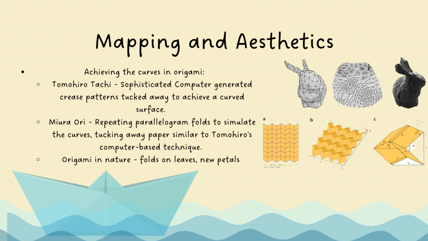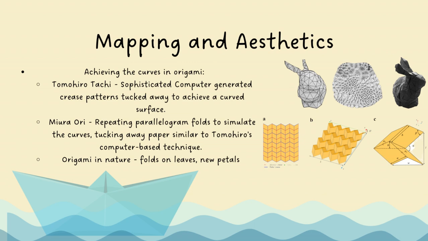For instance, take Tomohiro Tachi's process, who uses sophisticated computer generated crease patterns in order to tuck away paper and create a curved surface. Miura Ori also does a similar process where it uses repeating parallelogram folds in order to simulate the curves, tucking away paper, similar to Tomohiro's process. Now, this is very useful in a lot of different places. For instance, one application of Miura Ori's process is the Al Bahar towers, where the folding and unfolding of the panels, which have these parallelogram shapes, allows them to control heat reflections into the buildings.